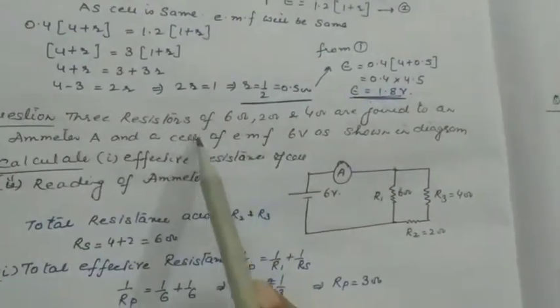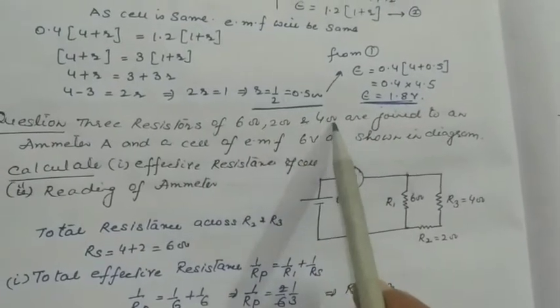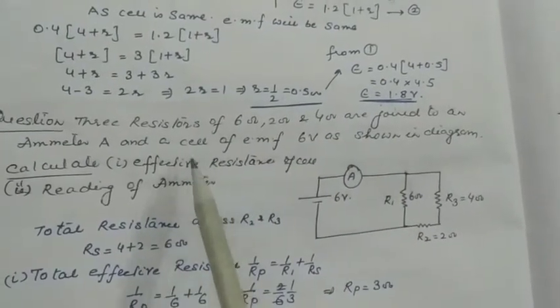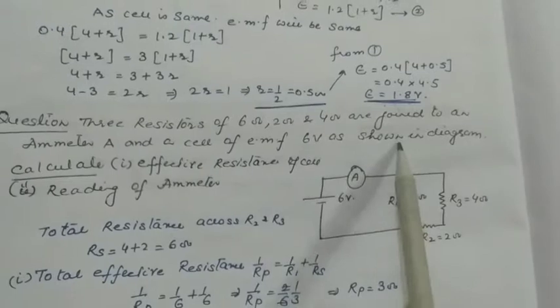Next, 3 resistors of 6 ohm, 2 ohm, 4 ohm are joined with an ammeter A and a cell of EMF 6 volt as shown in the diagram.